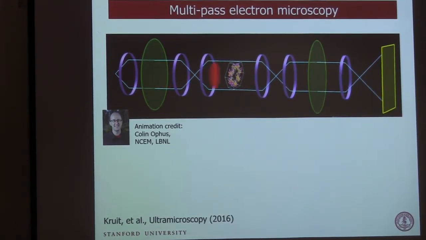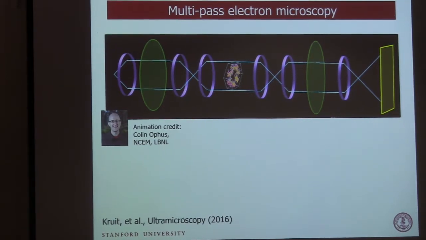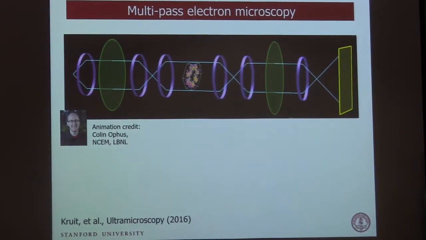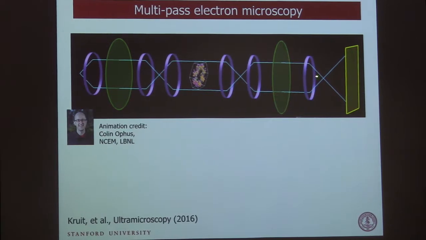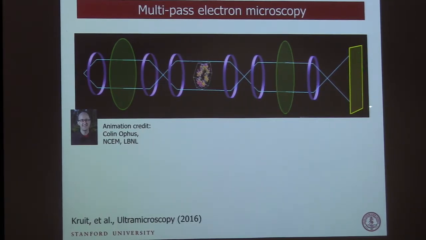This was a simulation that Colin Ophus, who is a truly gifted electron microscopist, put together describing the method. The electron comes into the cavity. These are the electron mirrors. Here's the protein, and these are lenses that manipulate the image formed in the electron wavefronts. The electrons go through here multiple times, then exit, and our image is formed on the screen.